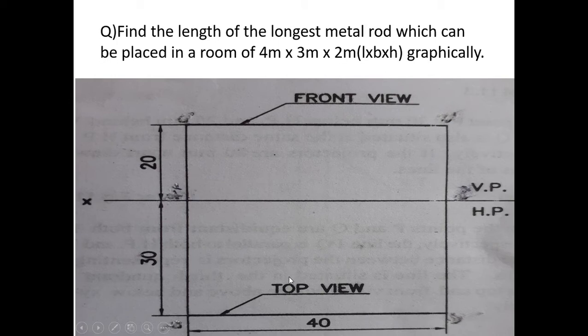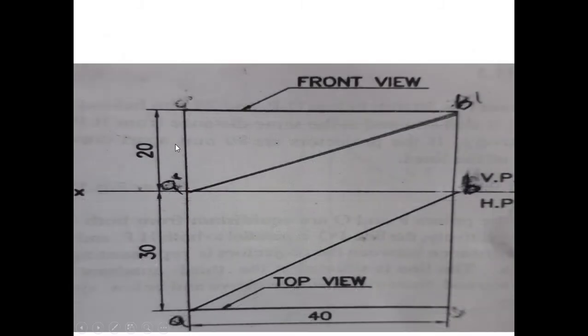So you have drawn the top view and front view. Top view is a rectangle of 4 by 3 centimeter, and the front view is a rectangle of 4 by 2 centimeter. Now you have to draw the diagonal, any diagonal. So here we are drawing the diagonal A dash B dash from one base corner to the top corner. That is the front view, and in top view you can show AB like this. AB is the top view and A dash B dash is the front view of the diagonal, or the rod.